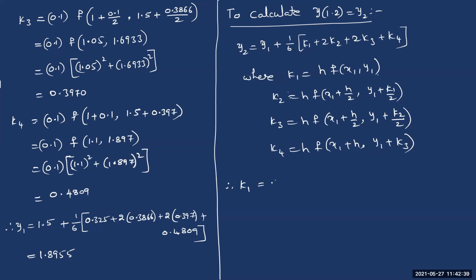K1 is equal to, H is anyway 0.1, it remains as it is, 0.1 into F of X1, Y1. X1 is 1.1 and Y1, we just calculated, is 1.8955. If you simplify this, it is 0.1 into the squares of these values, 1.1 whole square plus 1.8955 whole square. Let me calculate this using a calculator.